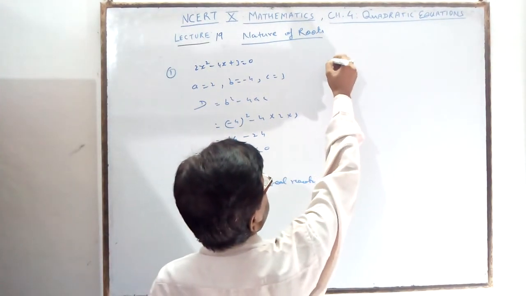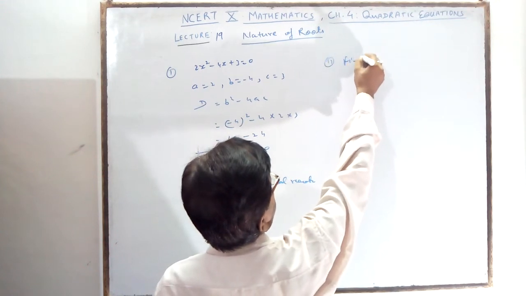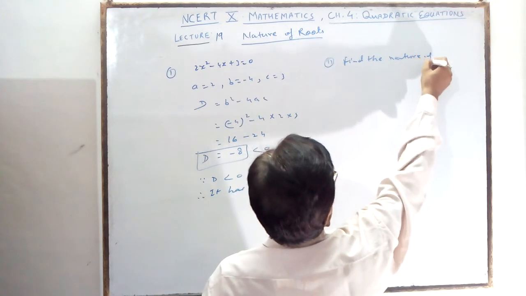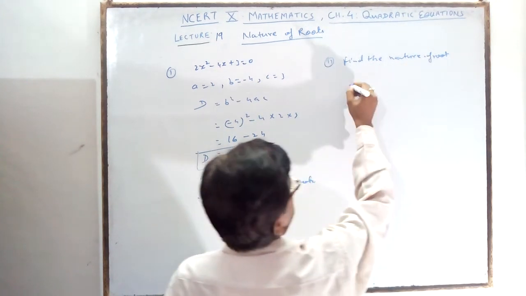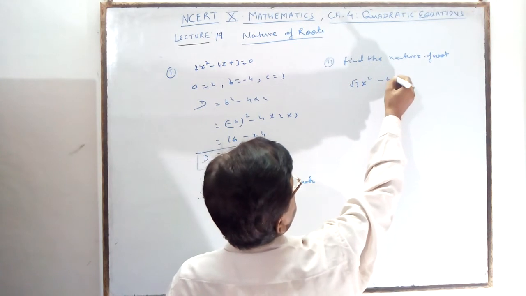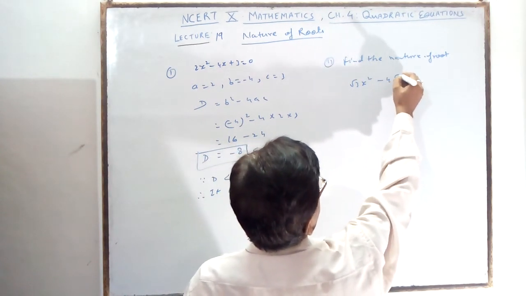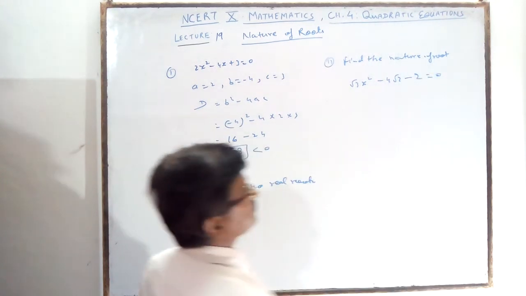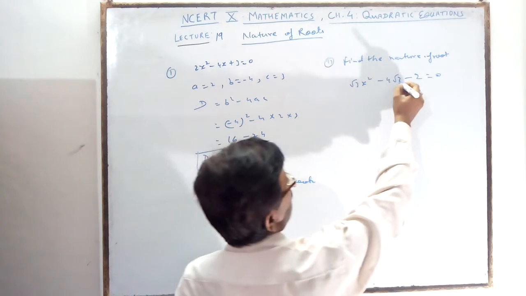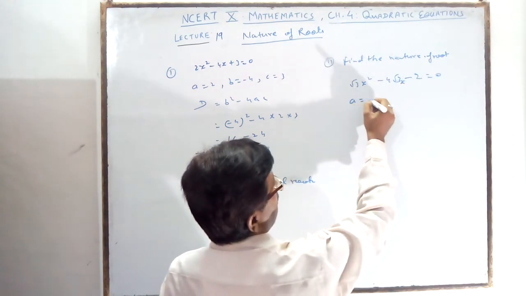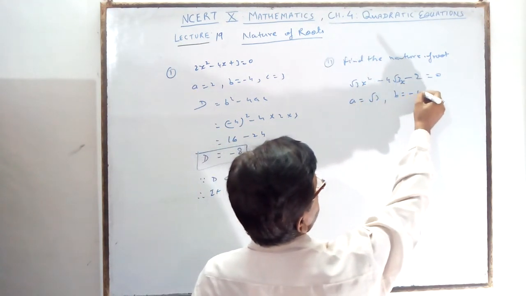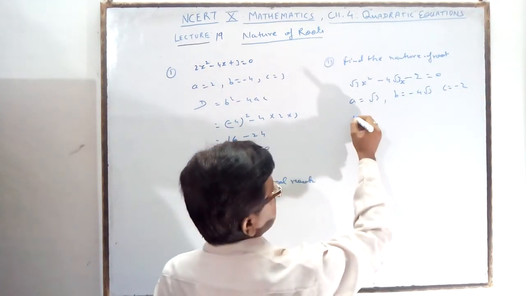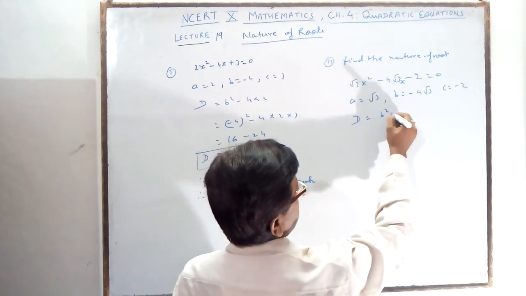Suppose a second question is given. Find the nature of root of root 3x square minus 4 root 3x minus 2 is equal to 0. What is A? A is equal to root 3, B is equal to minus 4 root 3 and C is equal to minus 2. What is the discriminant? B square minus 4AC.